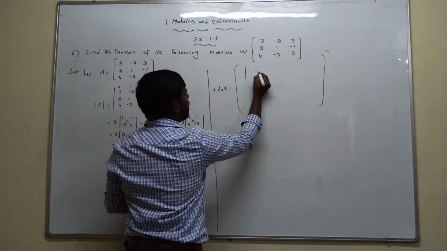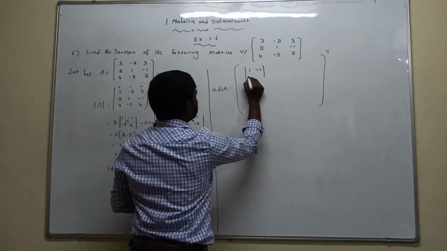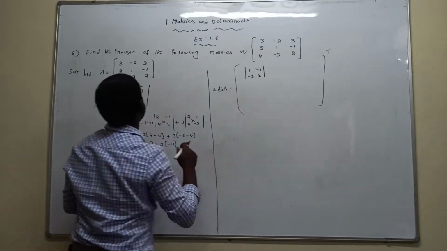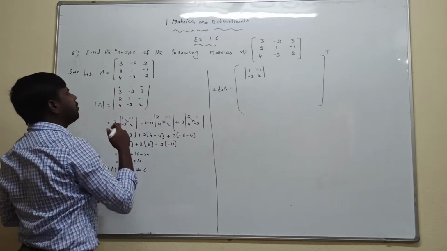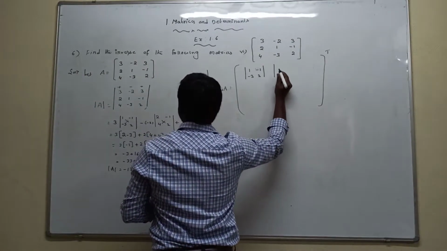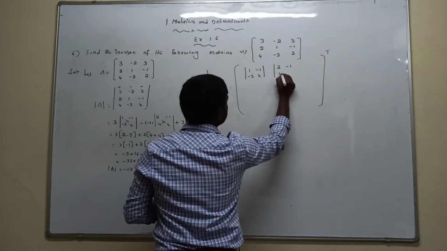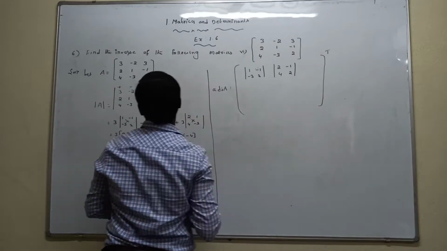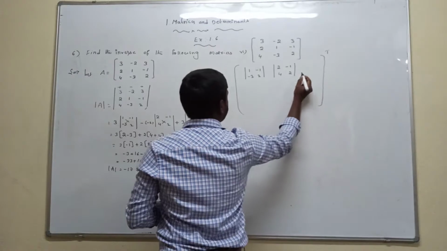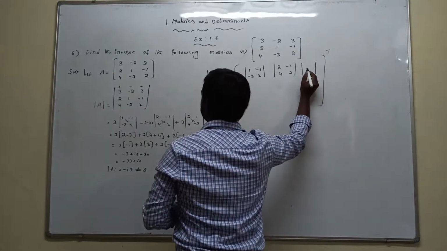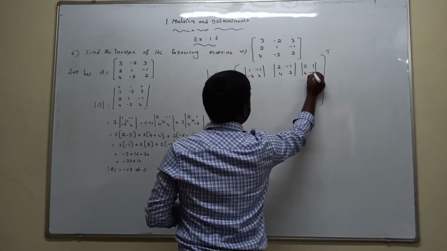So the remaining elements are 1, -1, -3, 2. Next to -2 we are taking the -2, first row and second column are eliminated. So the rest of the elements are 2, -1, 4, 2. Next we are taking 3, the 3 present in the first row and third column are eliminated. So write as determinant of the rest of the elements: 2, 1, 4, -3.